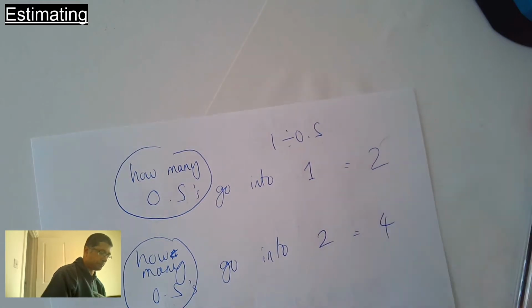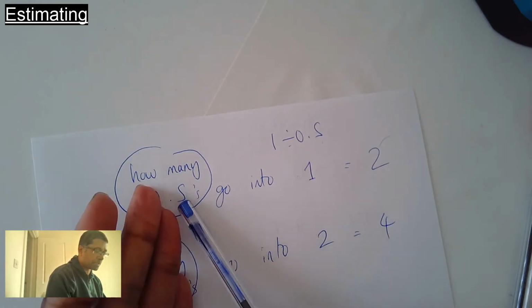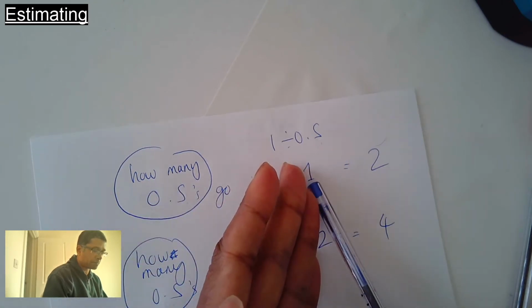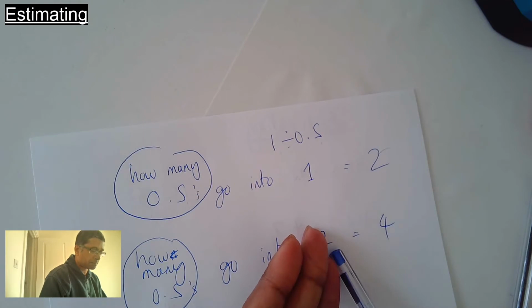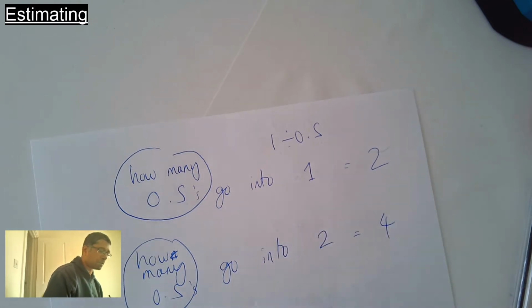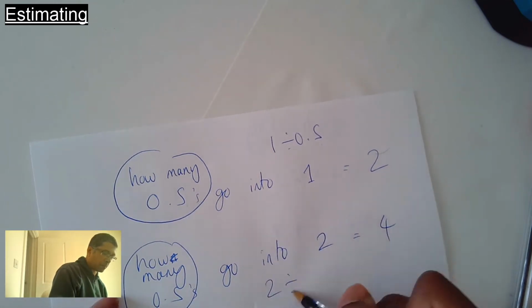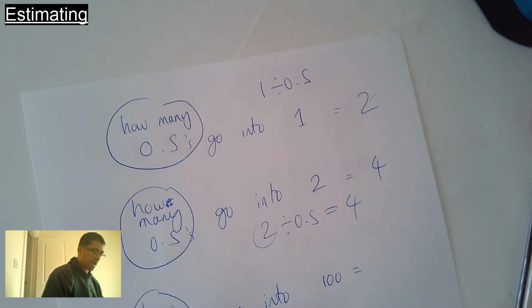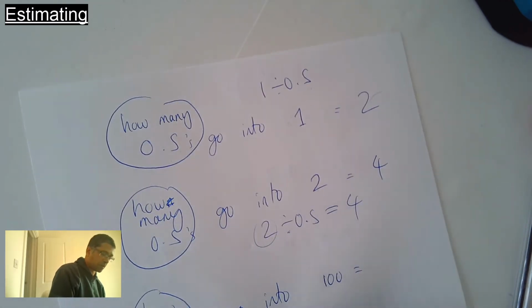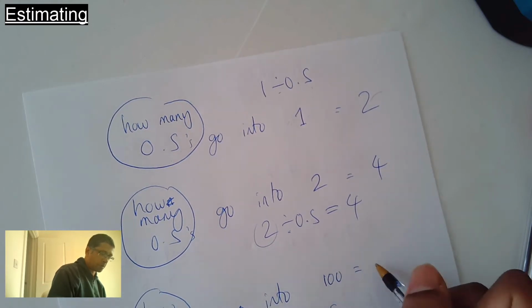Answer's 4. Or if you think about it like this, how many 50p pieces go into £1? That's 2. How many 50p pieces go into £2? 4. So it seems like when you divide by a half, that number doubles. So how many halves go into 100? 100 divided by half will be 200.